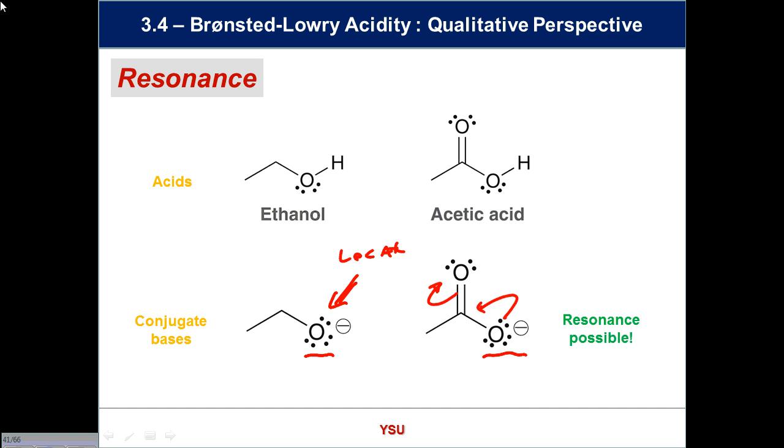So let's go back a step. That stabilizes this. If it stabilizes this, it makes it what? Stronger or weaker? Weaker. If it stabilizes it, it's going to be weaker in terms of its reactivity. So that makes this stronger. There's a bit more to this.